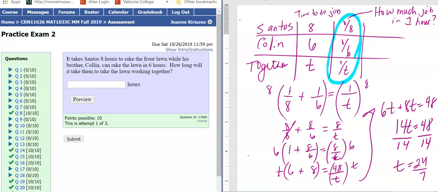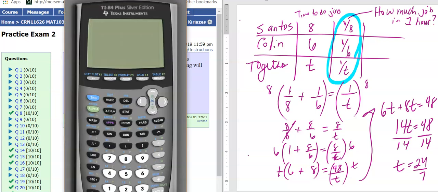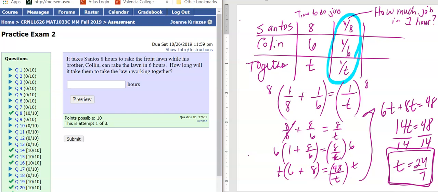Now, do not put this in your calculator. If you put it in your calculator, you're going to get, as a decimal, 24 divided by 7. And it gives you this really long, irrational number. It's going to mark it wrong if you put this in there. They want you to leave it as a fraction because this is an exact number. And it does not say round. It says just put in the hours. So make sure on this problem, warning, leave it as a simplified fraction. Okay? Good luck. You can do this.